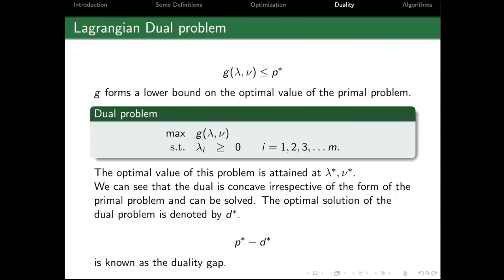We can see that this function g is concave irrespective of the form of the primal problem. So if you go back, we started with the general form of the primal problem, and we have reached a g which is concave. So g can always be solved. The optimal value of the dual problem is denoted by d star. Now we would like to see how far this d star is from the actual value p star. So p star minus d star is known as the duality gap.